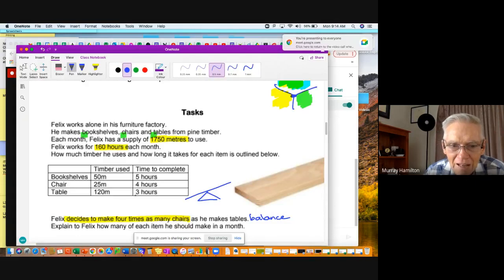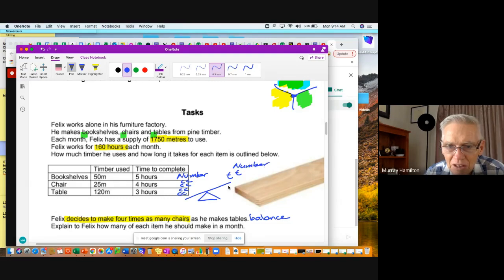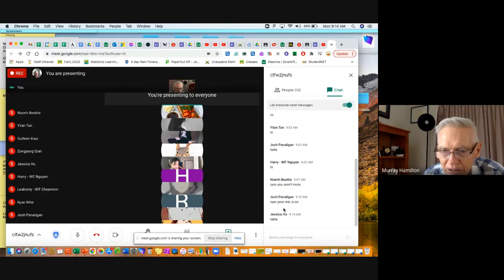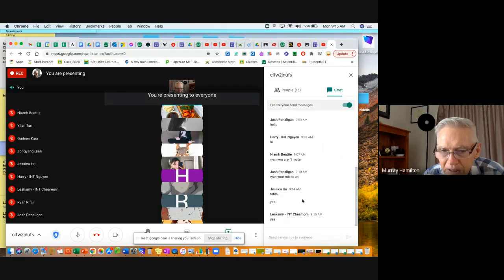So let's go back here. It says he decides to make 4 times as many chairs as tables. So he's got lots and lots of chairs down here, but he's only got a few tables up there. He makes more chairs than tables. So we put the chairs on our bottom because chairs is the number, not the weight. So the number of chairs is going to be greater than the number of tables. We're not looking at the weight of the chairs and the tables. Does that make sense? Click yes if that makes sense. I want to see yeses or nos down on the chat, please. Okay, 2 people. Makes sense to 2 people. Everyone else gone back to sleep?